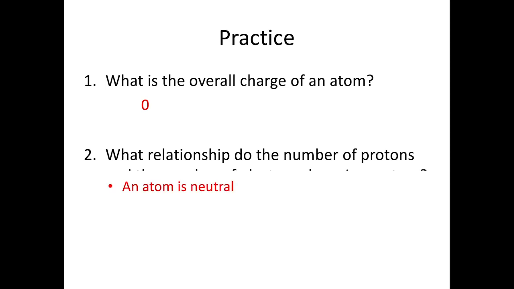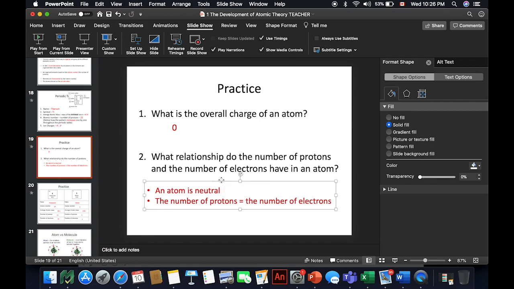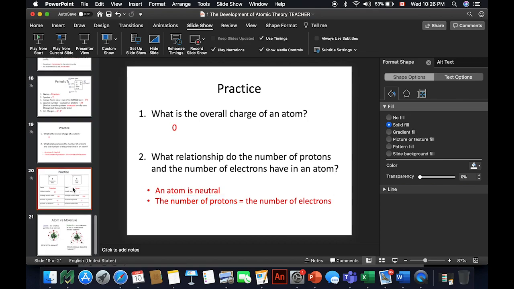Typically the overall charge of an atom is 0. The relationship of the number of protons and number of electrons that an atom has is typically that an atom is neutral, so the number of protons equals the number of electrons.